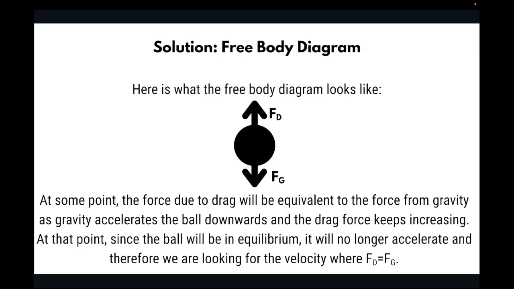Okay, here's what the free body diagram looks like. It's pretty simple, right? So we have Fd, which is the drag force due to viscosity, and then we have Fg, which is the weight of the ball. So at some point, the force due to the drag will be equivalent to the force from gravity, as gravity accelerates the ball downwards and the drag force keeps increasing.